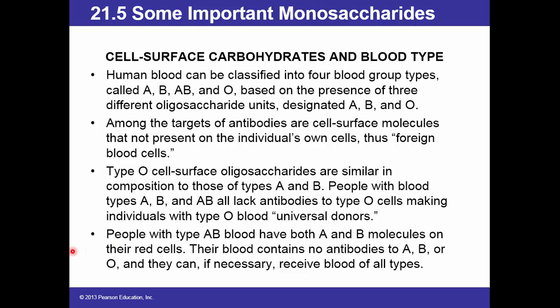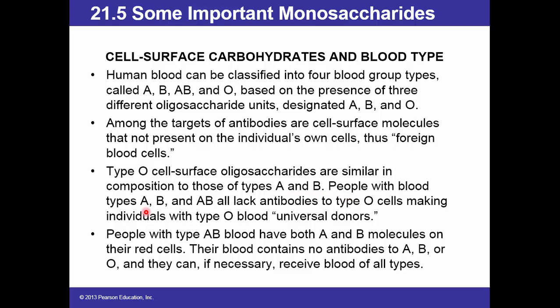Okay, finally in part 1 here, some important monosaccharides, cell surface carbohydrates, and blood type. Human blood can be classified into 4 blood group types called A, B, AB, and O, based on the presence of 3 different oligosaccharide units designated A, B, and O. Among the targets of antibodies are cell surface molecules that are not present on the individual's own cell, thus foreign blood cells. Now, type O cell surface molecules are similar in composition to those of types A and B.